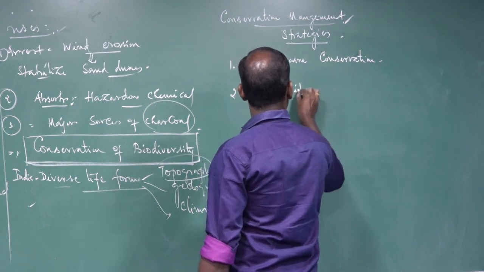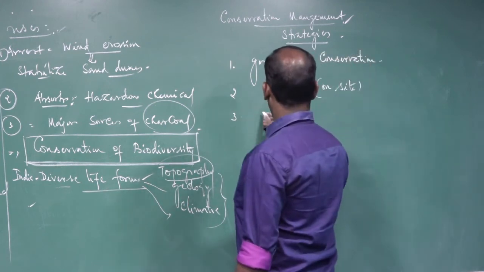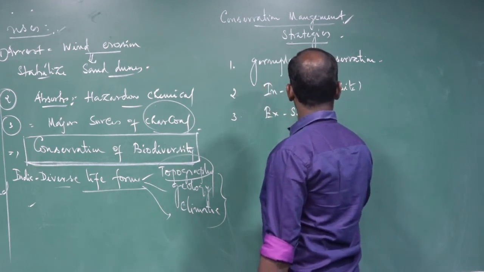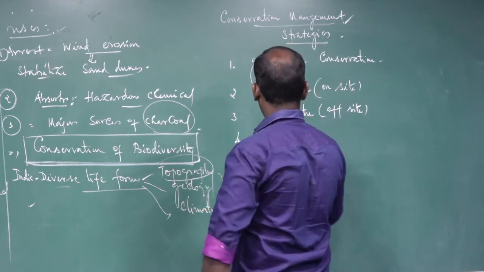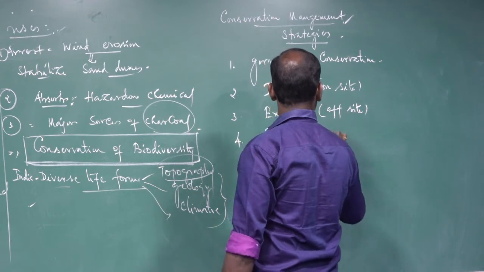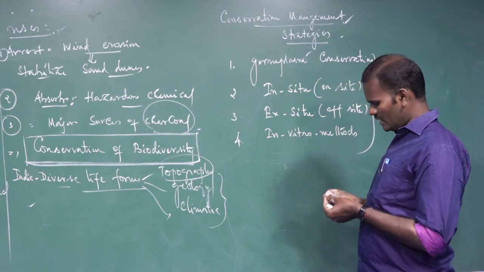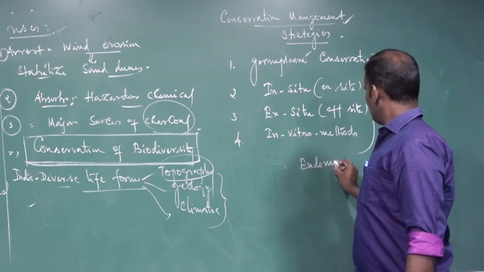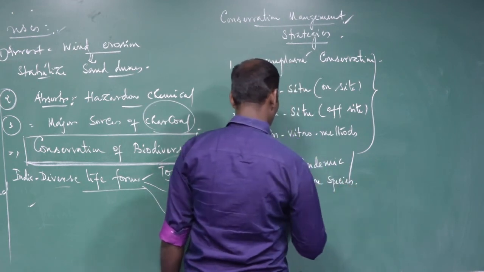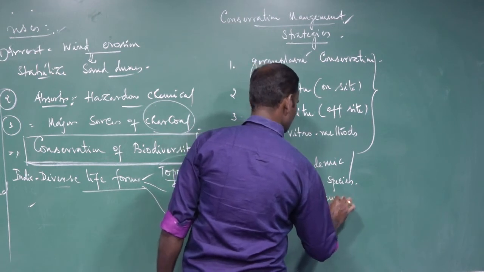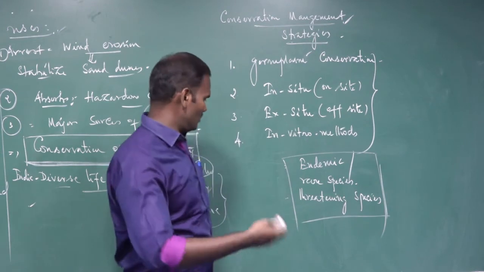Second one is in situ conservation, also called on-site conservation. The third one is ex situ, also called off-site conservation. Then the fourth one is the in vitro method. By employing these conservation management strategies, definitely we can protect certain endemic, threatened or rare species, and certain endangered species, from their loss, especially loss from our native lands.